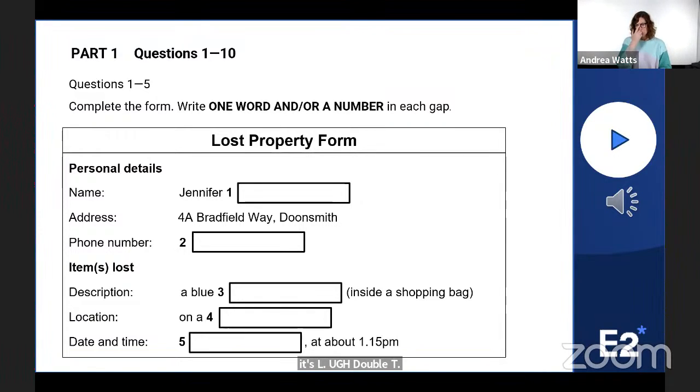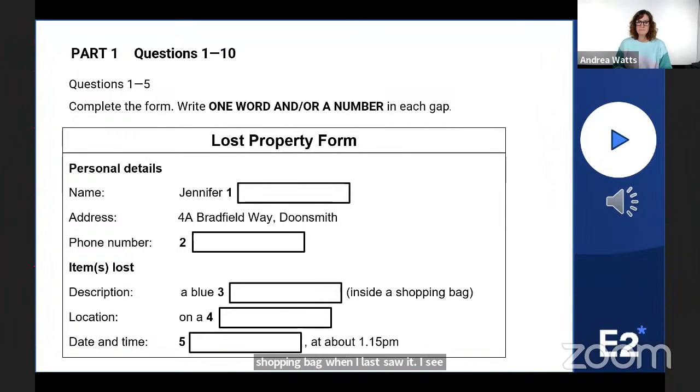If your item is handed in, we can post it to you for a small fee. Oh, great. It's 4A Bradfield Way, Dunesmith. Thank you. And what's your phone number? 077 00 900 478. Great. Now, what exactly have you lost, Jennifer? Oh, I've lost a scarf. A blue one. I just bought it, actually, so it was still in the shopping bag when I last saw it. I see. And where did you lose it?